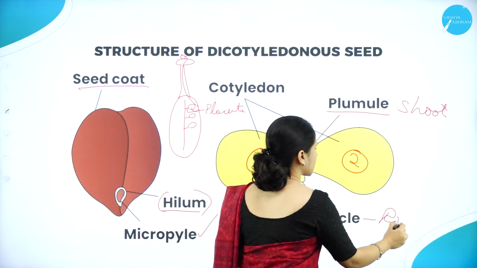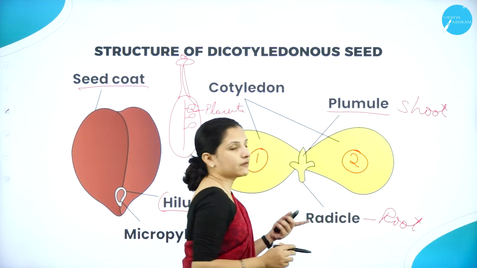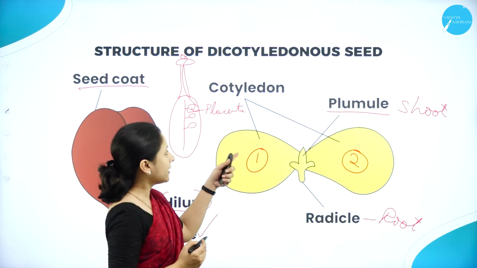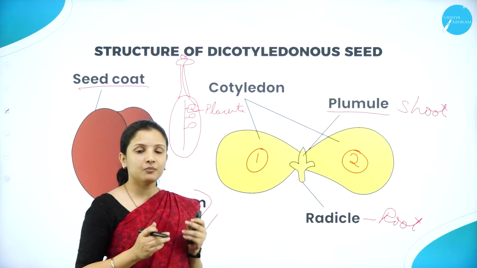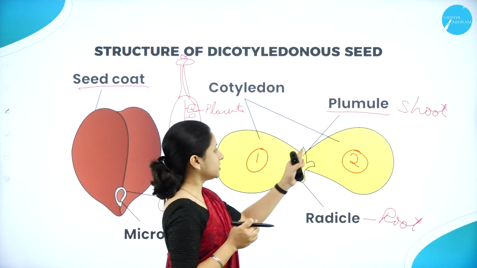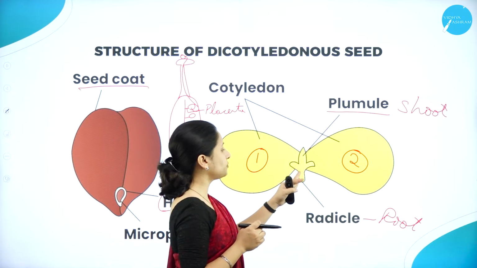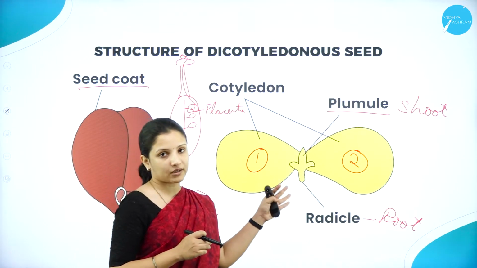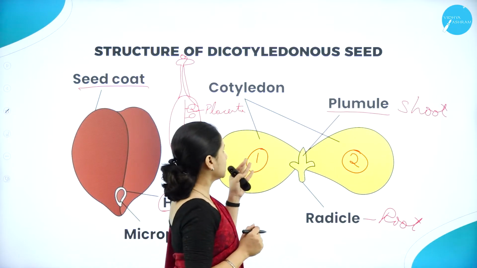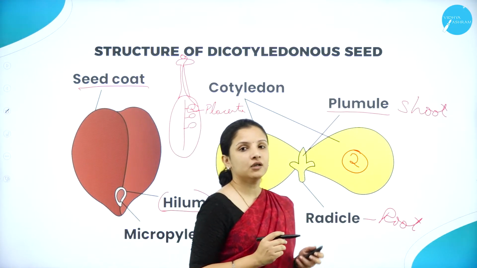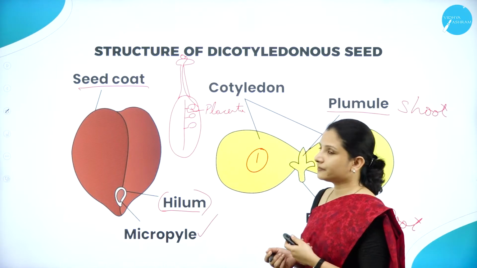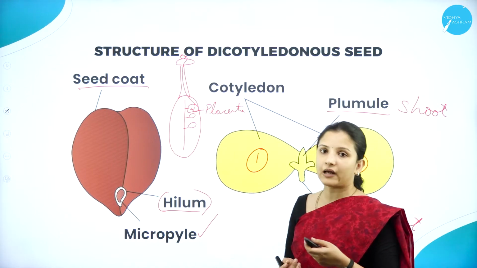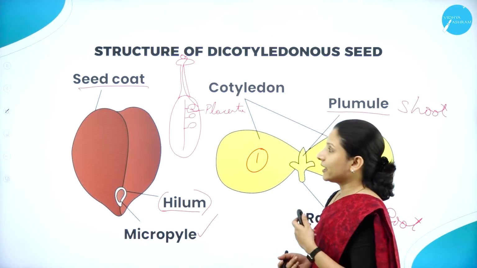So the root development takes place through the radicle. Also, cotyledons play a very important role. Why? Because the cotyledon protects this particular region of the plumule and the radicle in a younger seed. That is why they act as a protective structure as well. So this is the structure of a dicotyledonous seed. The bean, almost all the Fabaceae, the Papilionaceae members, that is the bean family, all come under the dicotyledons.